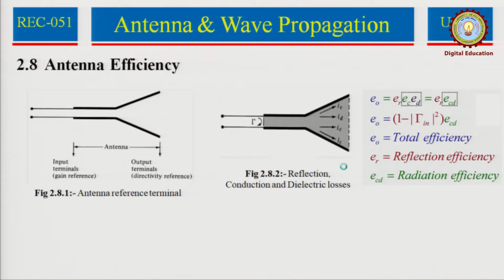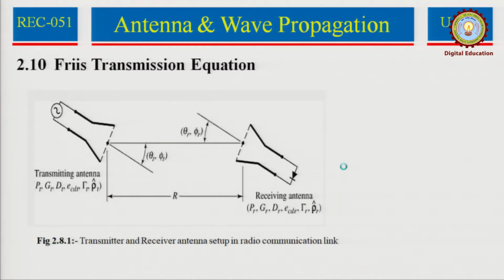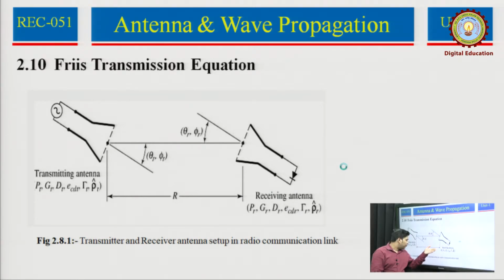Total efficiency we discussed. Now, this is antenna efficiency, we already discussed this. So, we skip this topic. Now, the last topic of this lecture series is Friis transmission equation. Why did we discuss gain, aperture, directivity earlier? Because in developing a radio communication link we require these things.